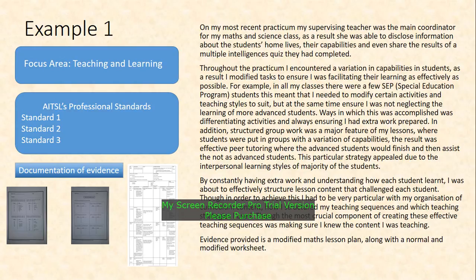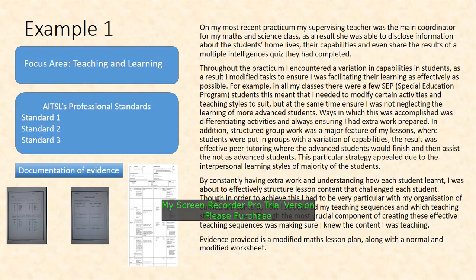So for an example, one of the largest difficulties I faced in that setting was, for example, a lot of my classes had a few SEP or special education program students. This meant I needed to modify certain activities and teaching styles to suit, but ensure at the same time that I was not neglecting the learning of the more advanced students.